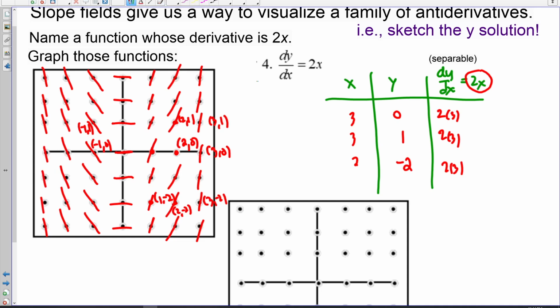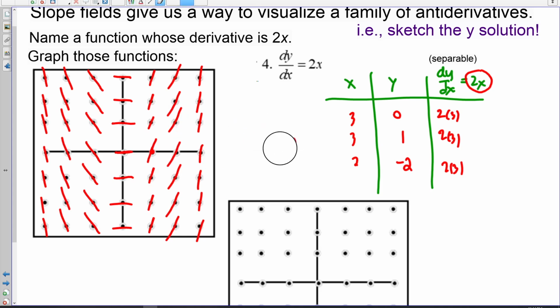And so what happens is I get this slope field. These slope marks all get put together to form the slope field, the solution for this dy/dx equals 2x.